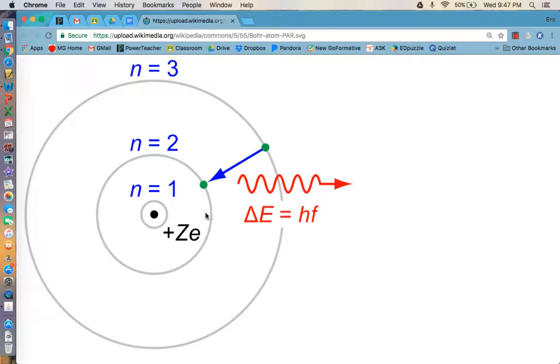So the Bohr model of the atom looks a lot like this. You have a nucleus in the middle and then rings around it. These rings represent different orbits or different energy levels that an electron can exist in. An electron only exists on those rings. It doesn't exist in between them. But it can jump from ring to ring.